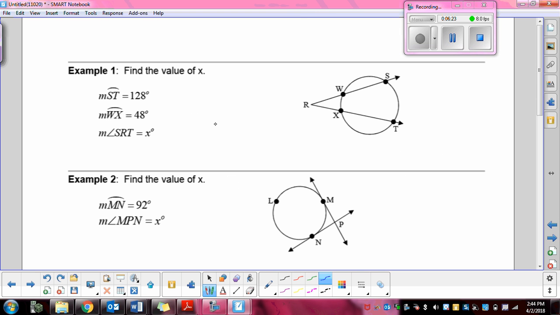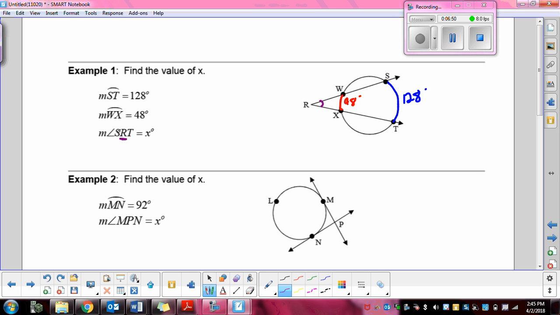It says find the value of x if S to T is 128, so plug it in there. This is 128 degrees. And W to X is 48 degrees. What is angle SRT? What is this angle right here? Angle R. Remember, we name the angle with 3 letters, but the middle letter is the vertex.